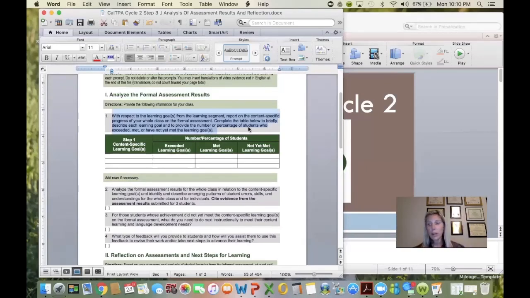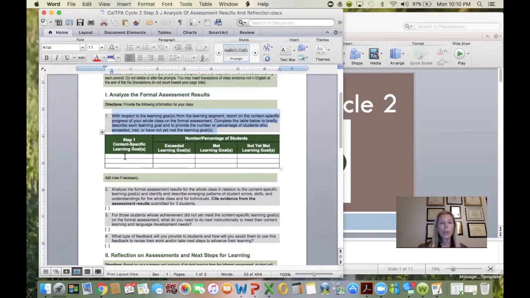So you'll need to grade or score all of the student assessments, and you're going to put your learning goals in here. You don't have to have 3. Maybe you only have 1 learning goal. Maybe you have 2. It's okay. You're going to put the content-specific learning goals here, and those should be taken directly from the lesson plan that you wrote for step 1, okay, when you were planning.